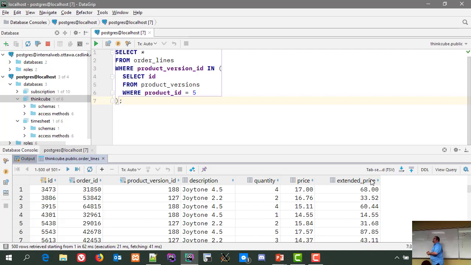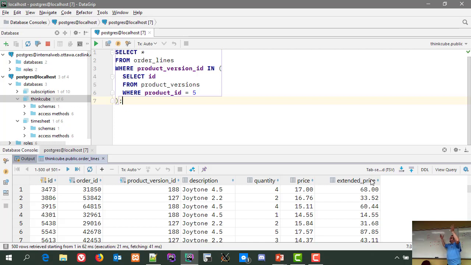So it returned those 2 product version IDs, right? Those are the 2 I'm working with. And we know the in operator is in value, comma separated list. What it'll do, it'll turn it into something like that. So it takes the inner query, runs it, takes the results, basically turns it into a comma delimited list on the fly.